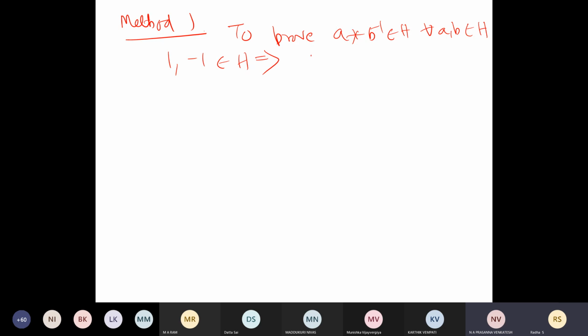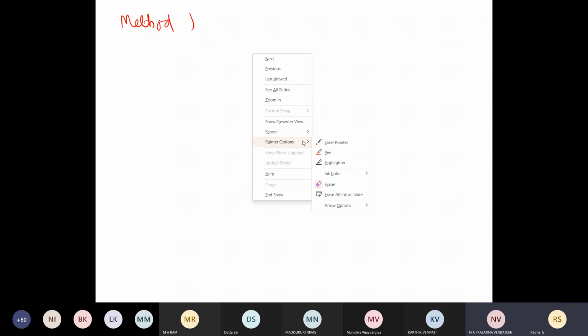So 1 into B is what? Minus 1. So what should be B inverse? Okay, better I'll move to the other method. Then I'll come back. And form the Cayley table. That is enough. You learn any one method. Don't confuse yourself. That much is not needed for you.